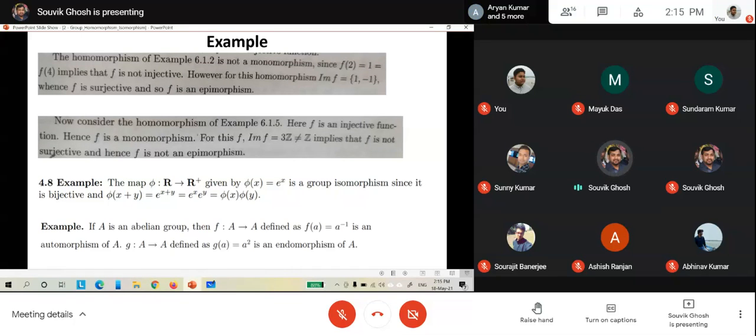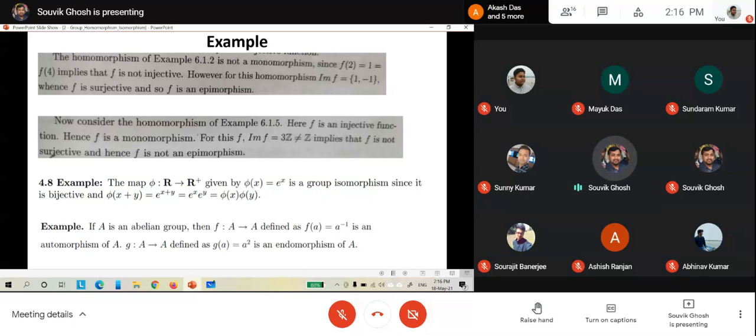And this example is an example of a bijection function, where we are taking the domain and codomain as the same set. Since this is a bijection, this is an automorphism. And if we define the function g of a is equal to a square, we can check this is not a surjection.